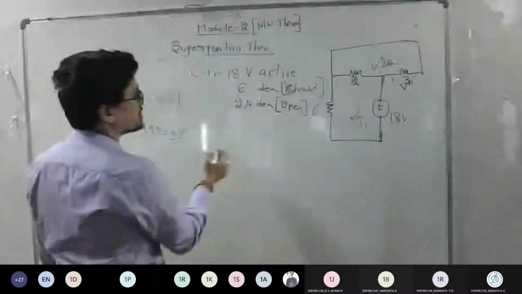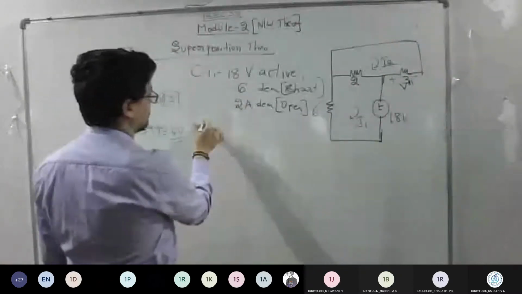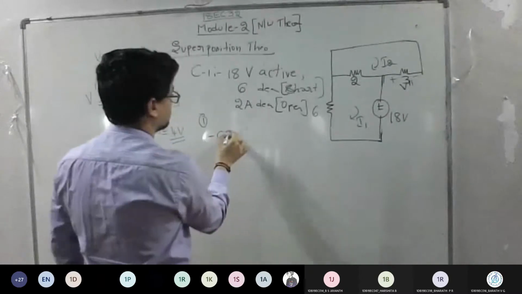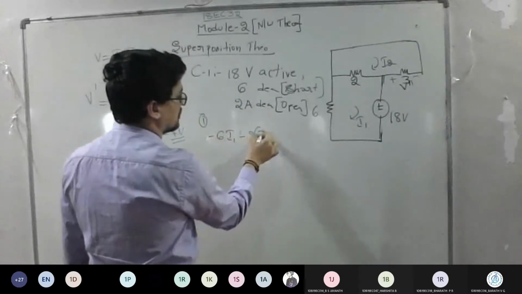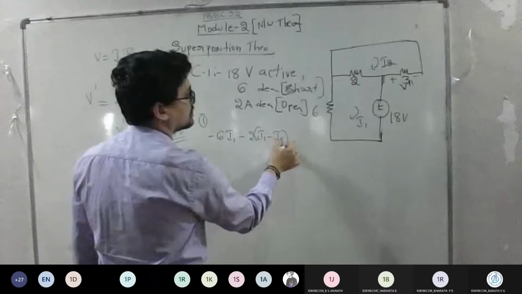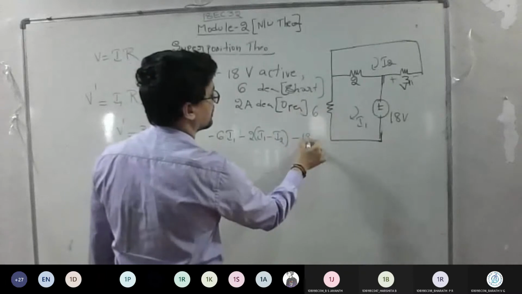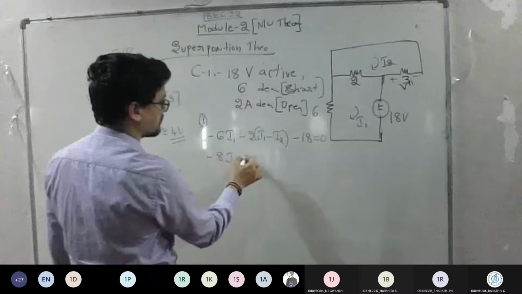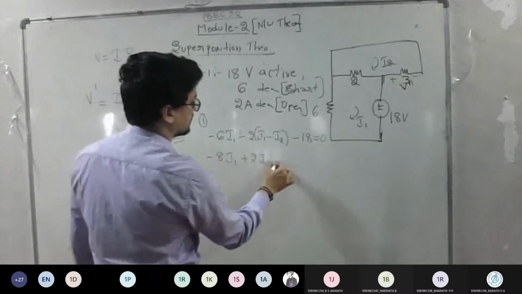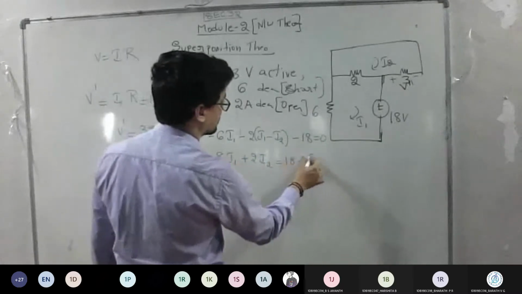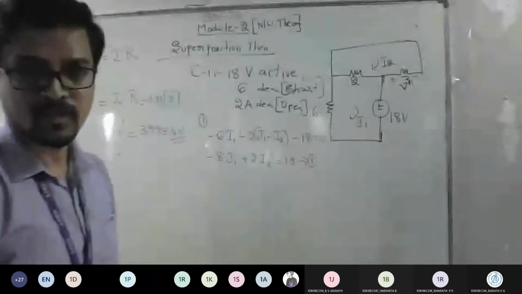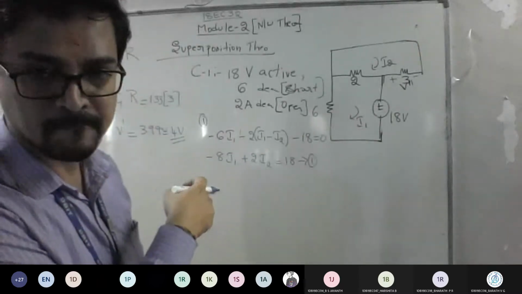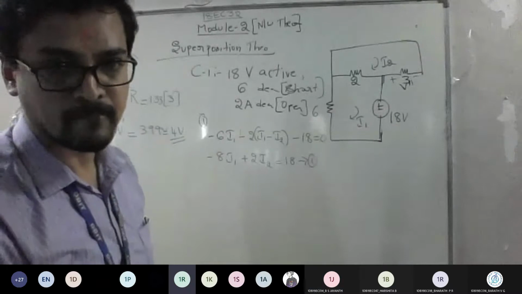Apply the equation. So minus 6 I1, minus 2 times I1 minus I2, minus 18 equal to 0. If you solve, you are going to get minus 8 I1 plus 2 I2 is equal to 18. Am I correct? First equation. What I'm writing is visible here to everyone. Is it visible? Yes, sir.